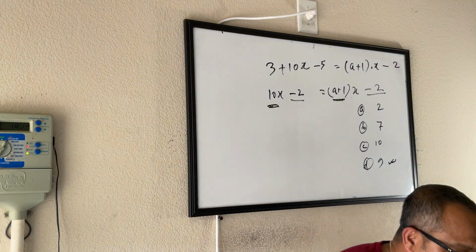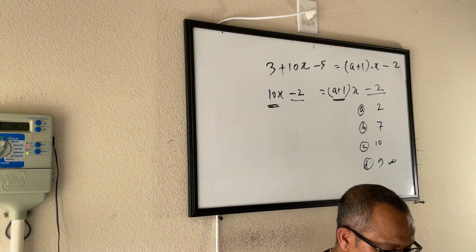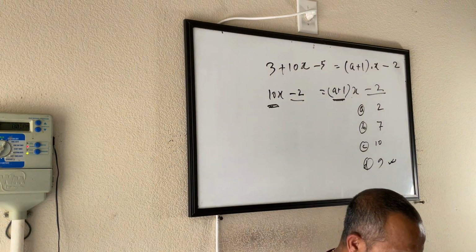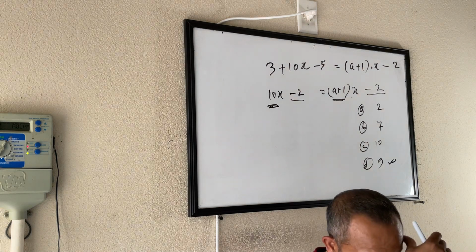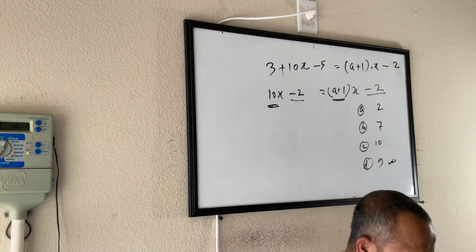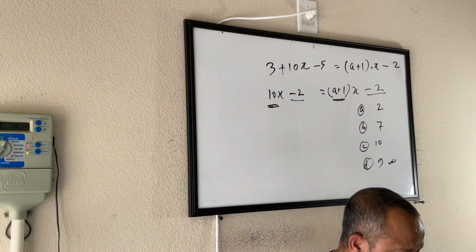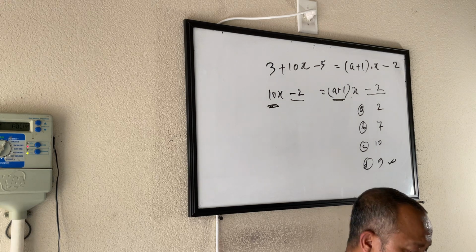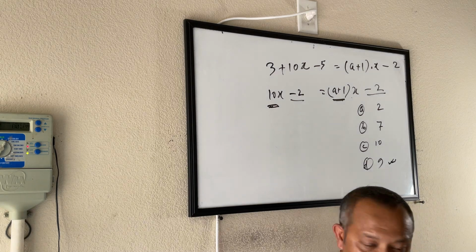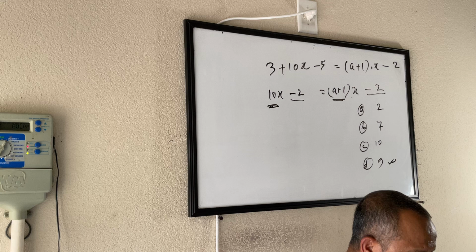Let me read one more question, and I will not even try writing on the board, and then see what answer you guys are leaning towards. 2 by 3 minus 5x equal to bx plus 1 by 3.